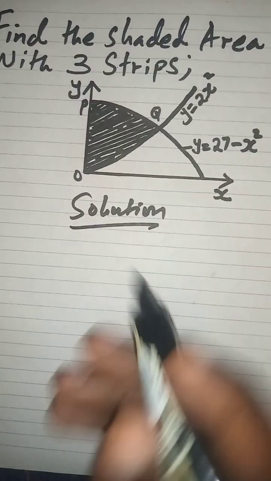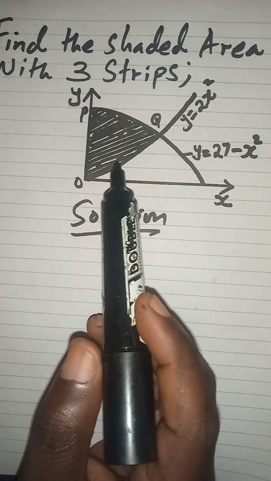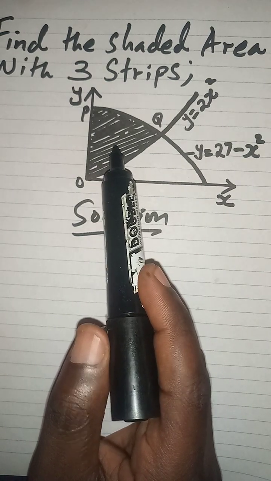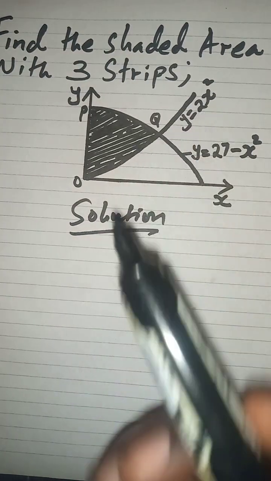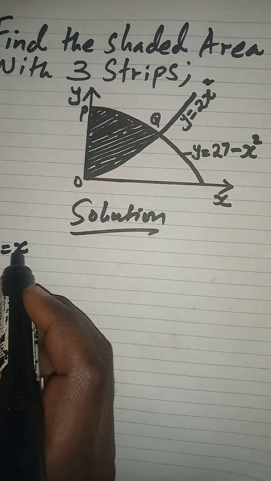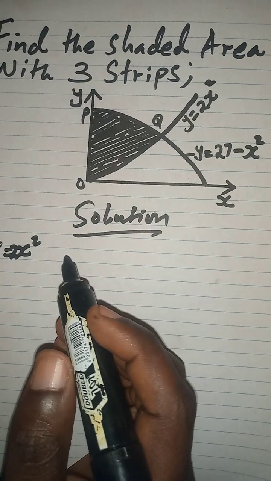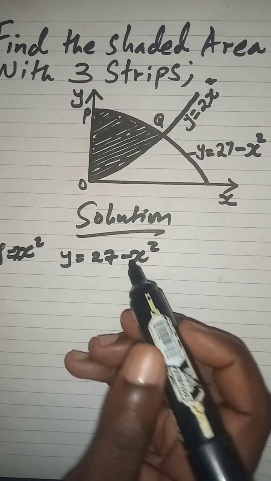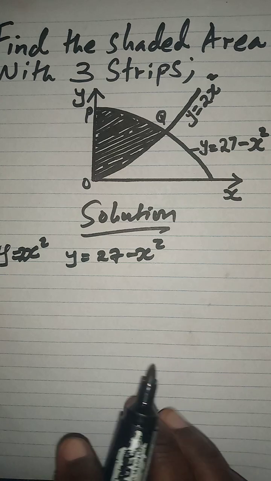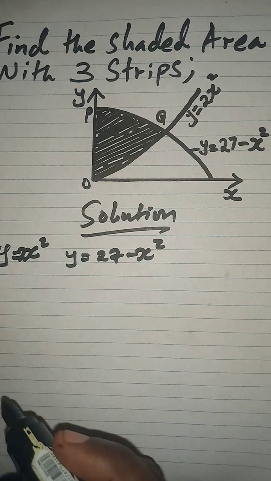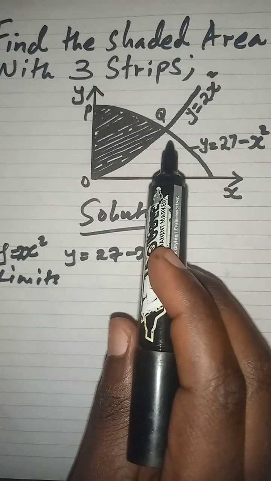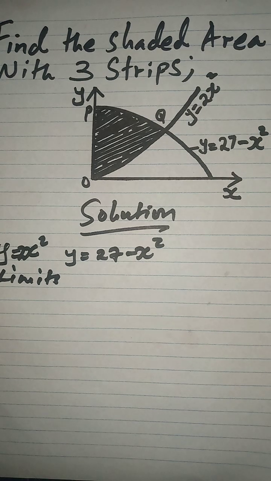On the solution part, the area that we're going to find is the shaded one. It's bounded by the curve y equals 2x squared and another curve y equals 27 minus x squared. So right away, for me to find the area, I need to find the limits, meaning the endpoints where the two curves intersect. That will give me the boundaries.